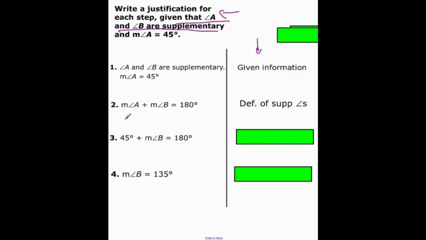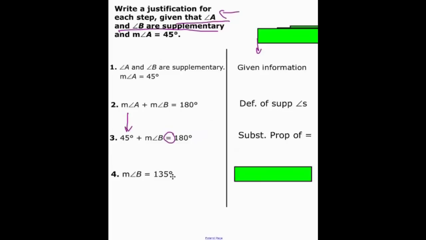Look what we did here. We took angle A and turned it into 45. What property would that be? Well, we just basically substituted, didn't we? And it's the substitution property of equality. And it is equality because we're dealing with equal signs.